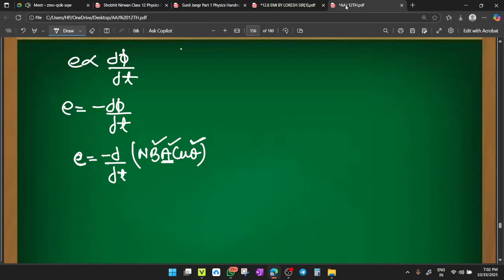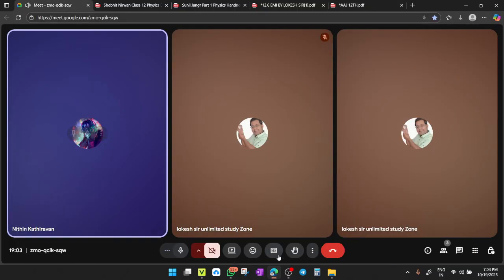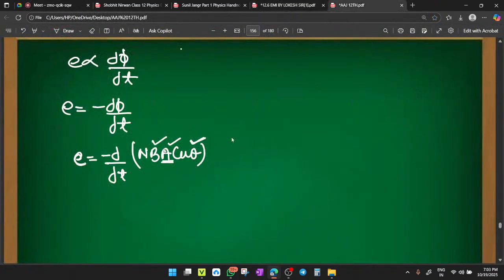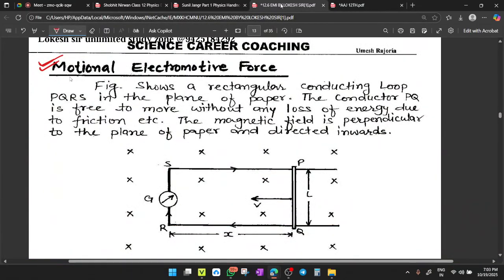Which means there is a coil. So today our concern is to find the electromotive force because of change in area. The remaining quantities N, B, A, and theta will be constant. Clear? So this category of generation of electromotive force is called motional electromotive force.